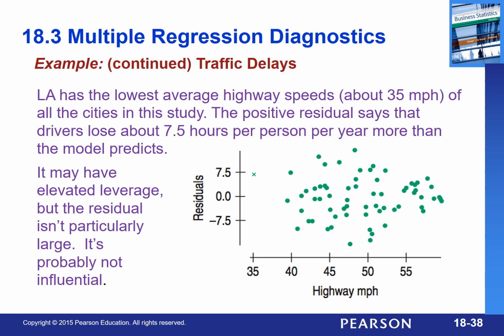Although LA has the lowest average highway speed of all cities in this study, the positive residual says the drivers lose about 7.5 hours per year more than the drivers in the model. It may have an elevated leverage, but the residual isn't particularly large, again, because I've got other values at that residual or larger. So it's probably not influential, but it'd probably be a good idea to check not just the residual, but some other values for it to see.